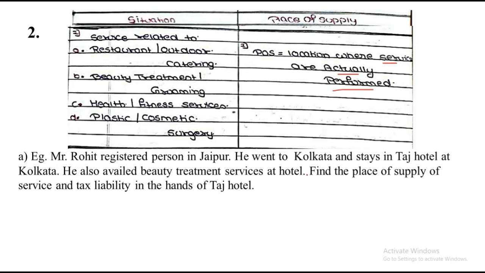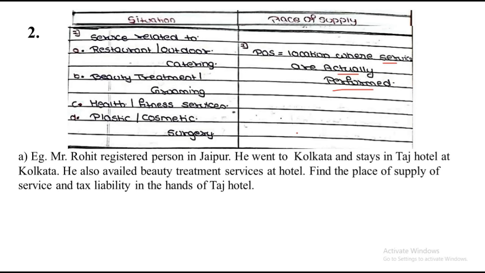He availed beauty treatment service at that hotel. Find the place of supply and service tax liability in the hands of Taj Hotels. So here, Mr. Rohit went to Kolkata. He stayed in an immovable property, that's Taj Hotel. In Taj Hotel, he took some services of beauty treatment.